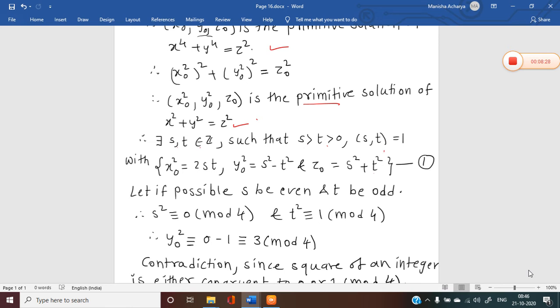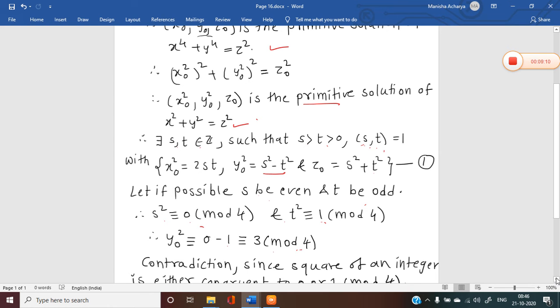So here we know that s and t are again of opposite parity, so one of them is even, the other is odd. So let it be possible that s is even and t is odd. When s is even, obviously s square is congruent to 0 modulo 4, and when t is odd, t square is congruent to 1 modulo 4. So we have that y0 square is equal to s square minus t square, which is 0 minus 1, so y0 square is congruent to minus 1 modulo 4, which is congruent to 3 modulo 4.